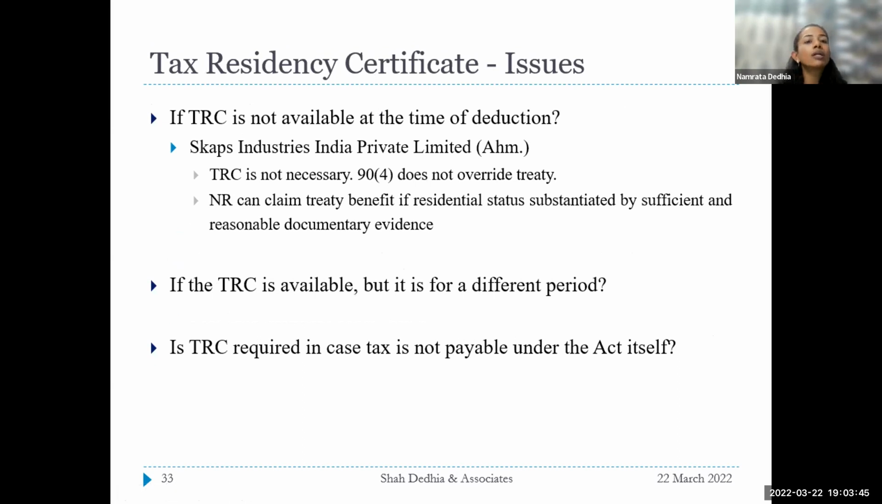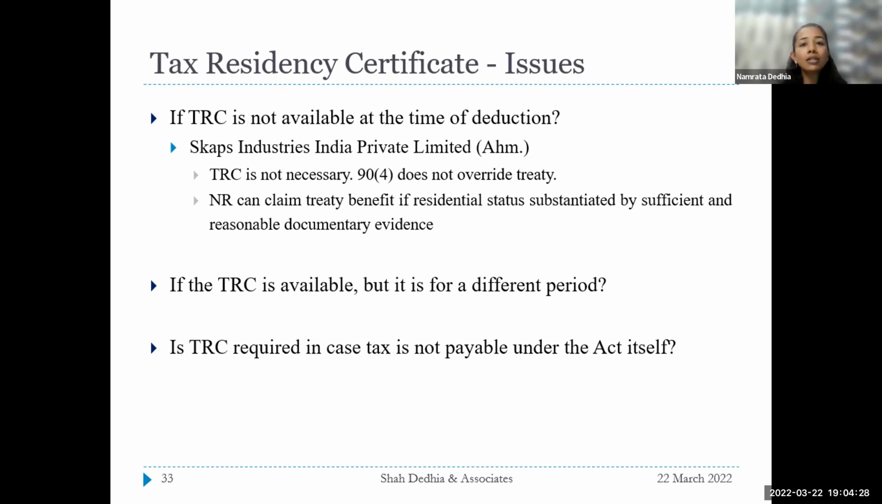What if the TRC is not available at the time of deduction, which happens a lot of times? A client has to make an urgent payment, TRC is not available. How do you deal with that? Now, on a principle level, you have the Ahmedabad Tribunal in the case of Scarce Industries, which also says the same. Section 90 subsection 4 cannot override the DTAA. A domestic law provision cannot unilaterally override the DTAA. So if it cannot override the DTAA, it also implies that the TRC is not necessary because there is no mention of TRC under the DTAA.